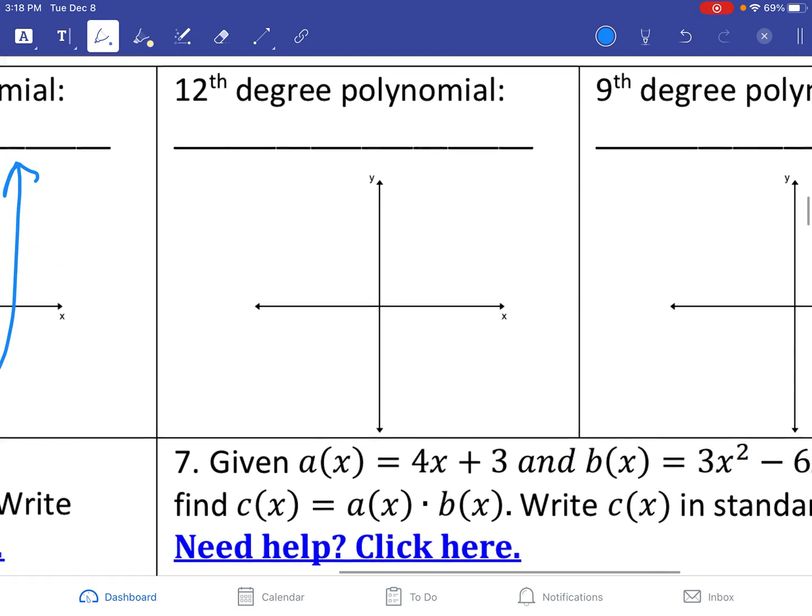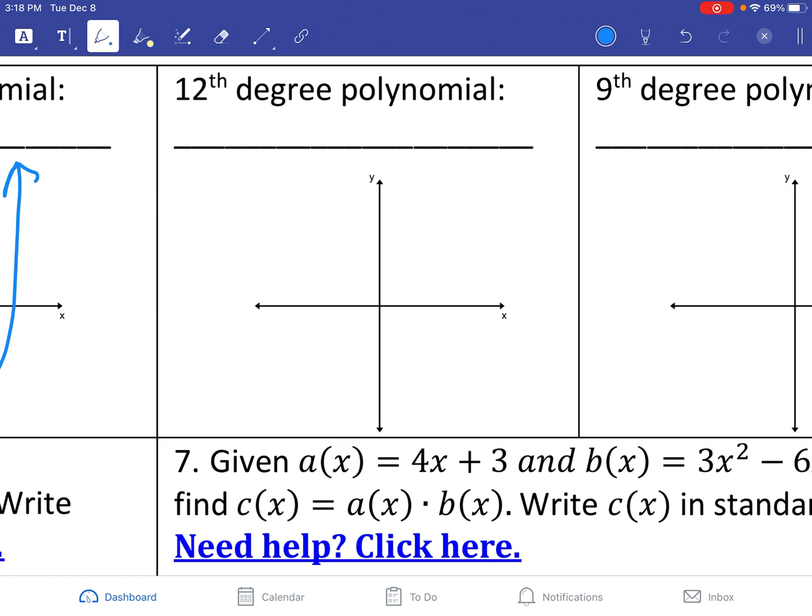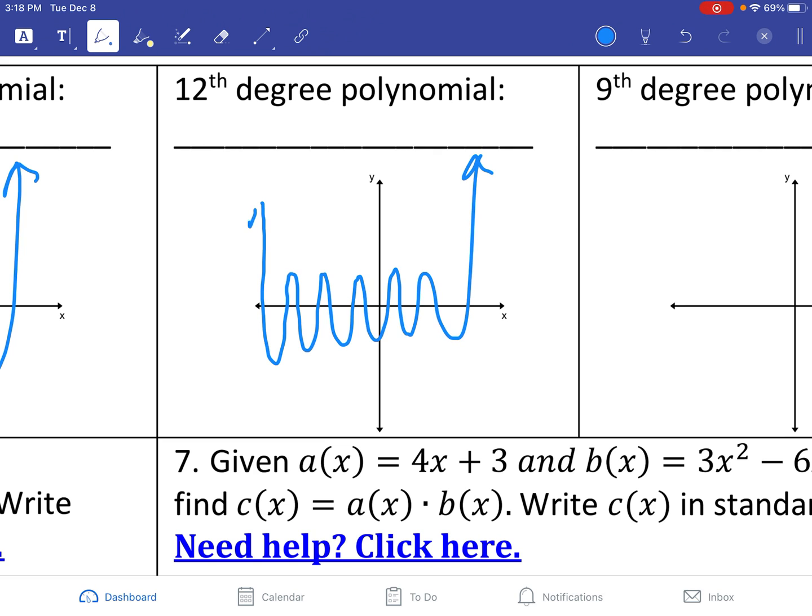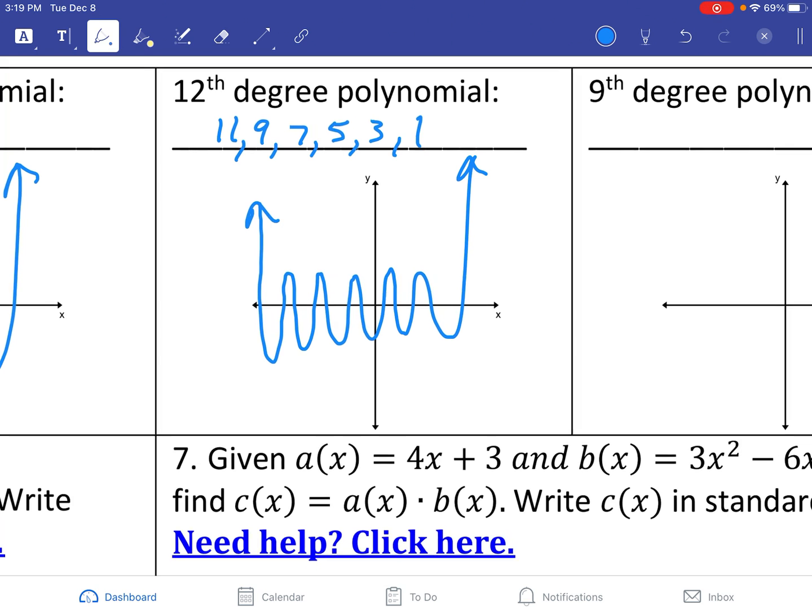Okay, 12th degree polynomial. Now we're going to get a little bit crazy with our graph. Again, it's an even. It's going to go through possibly at the most 12 times. We're going to do all 12. So we're going to start up here. We're going to go 1, 2, 3, 4, 5, 6, 7, 8, 9, 10, 11, 12. There we go. That is a 12th degree polynomial. And for the number of extrema, again, you subtract 1 from the degree. So we're going to get 11. And then all the odd numbers towards 0. 9, 7, 5, 3, 1. So that's the number of extrema you could have for a 12th degree polynomial.